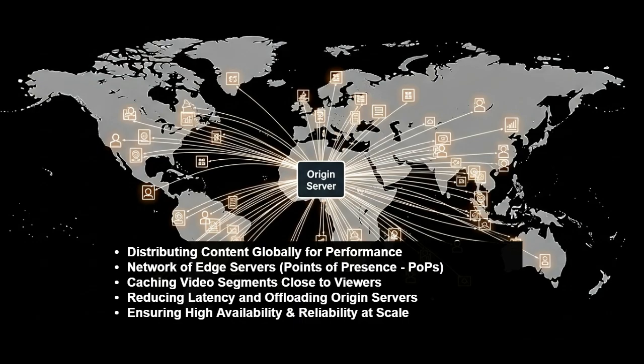Major platforms like YouTube and Twitch either build their own expansive global CDNs or leverage a hybrid approach with third-party providers. The CDN ensures that content is delivered with minimal delay and maximum reliability even during peak viewership spikes by intelligent routing and load balancing across its distributed infrastructure.